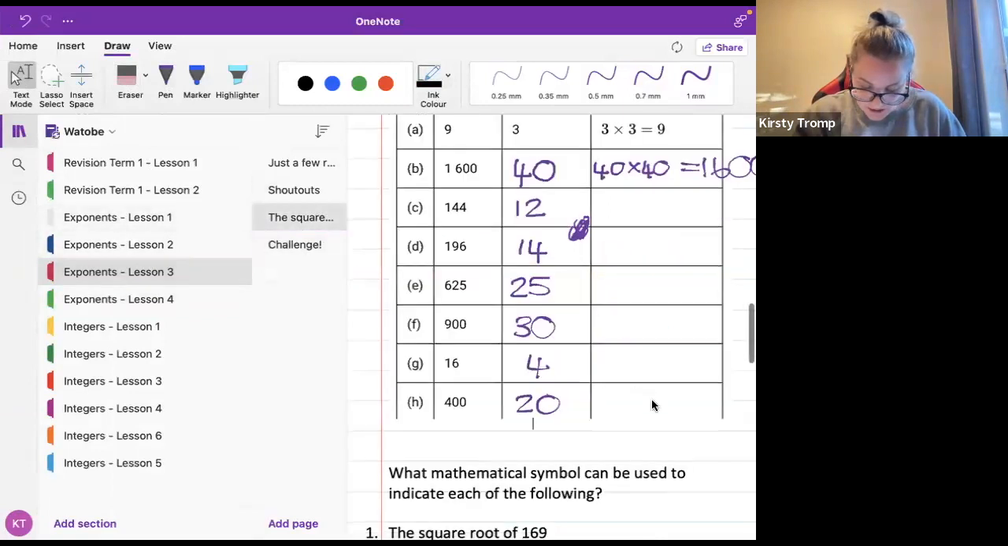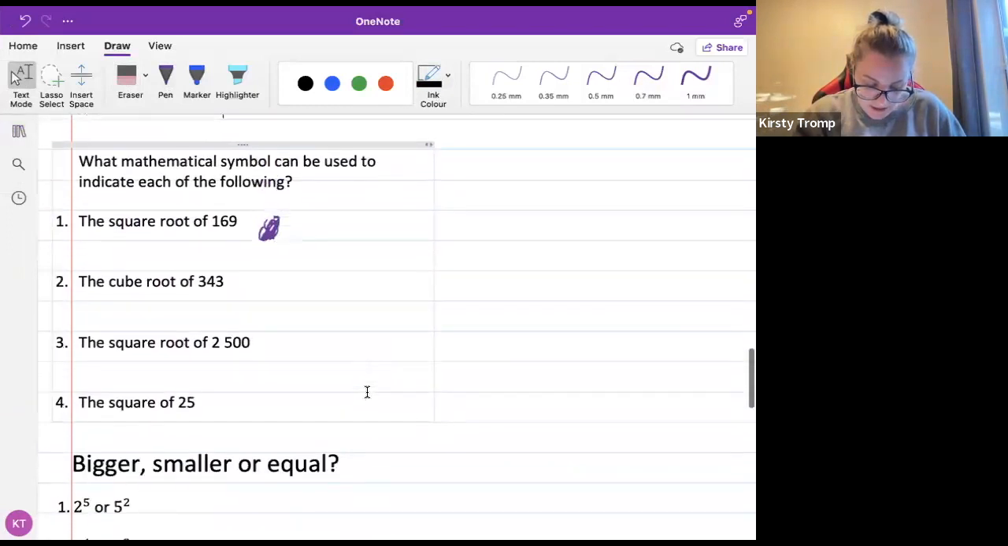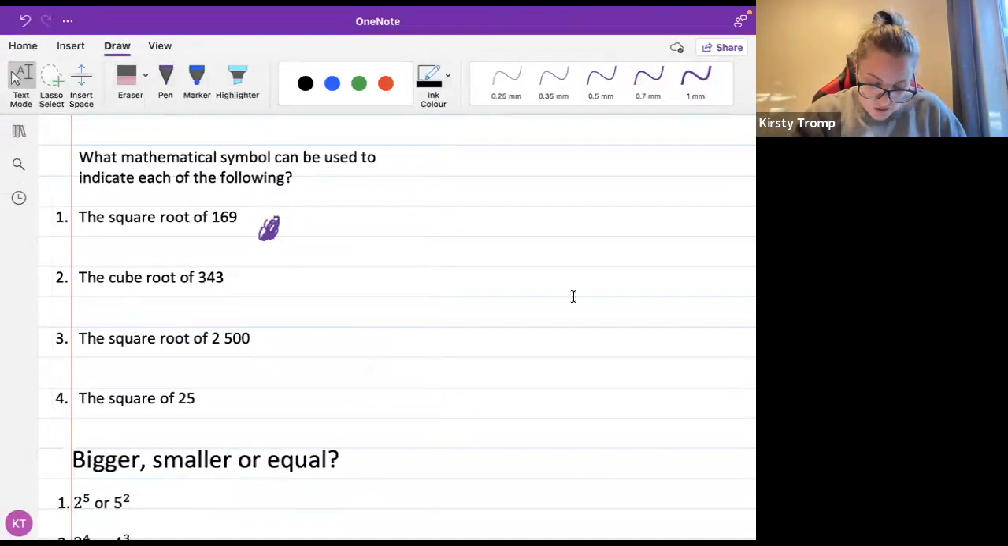Another way for them to ask us these kinds of questions is for them to say, what is the mathematical symbol that we can use to indicate each of the following? So what kind of mathematical symbol am I going to use to show this? I'm going to want to show the square root of 169.